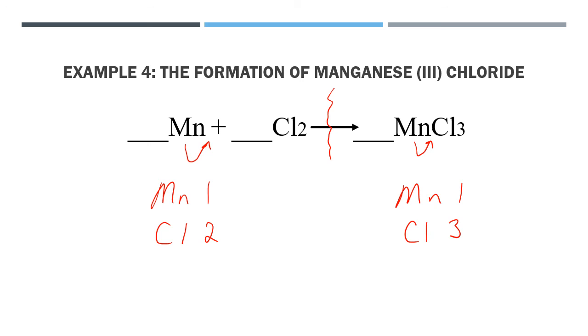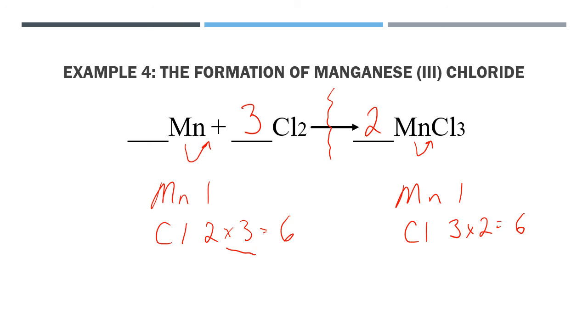So similar to what we did on the last slide, I need to think about a number that both 2 and 3 go into, and that value is 6. So to make a 6 on the left, I would have to multiply it by 3. So that value is what I use for my coefficient. On the right side, I'd have to multiply by 2. So on the right side, my coefficient would be 2. So you might think, my equation's all done. I've got 6 chlorines on both sides and 1 manganese on both sides.